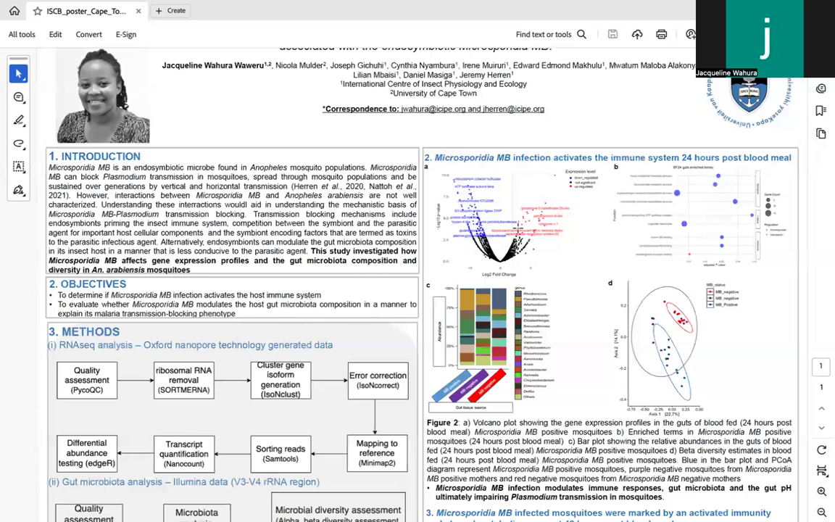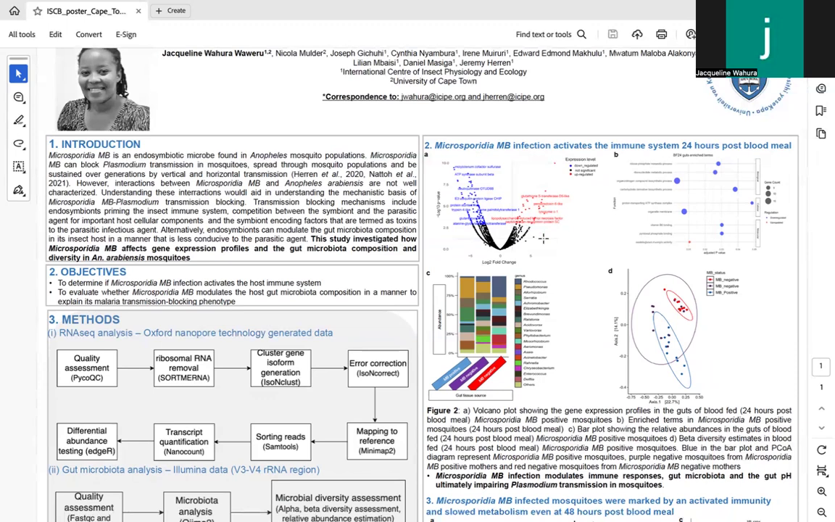Gene expression and gene ontology analysis 24 hours post-blood meal indicated an upregulation of immune system and downregulation of metabolic processes. A key gene that was upregulated is the lipopolysaccharide-induced tumor necrosis factor, which has been associated with hemocyte differentiation given Plasmodium infection. This suggests that there is a role of cellular and humoral immune responses in Microsporidia MB infected mosquitoes as far as Plasmodium transmission blocking is concerned.